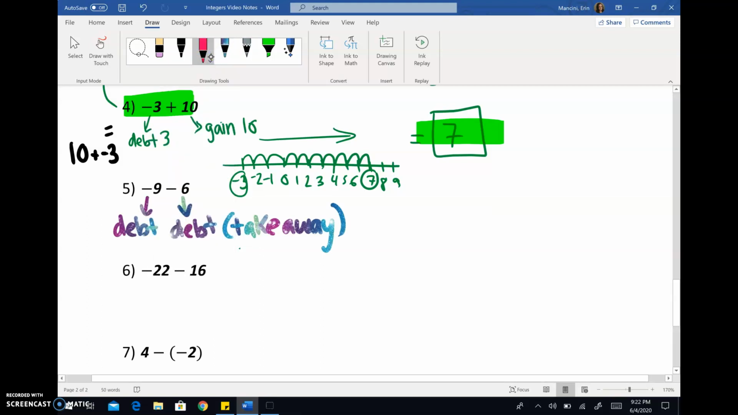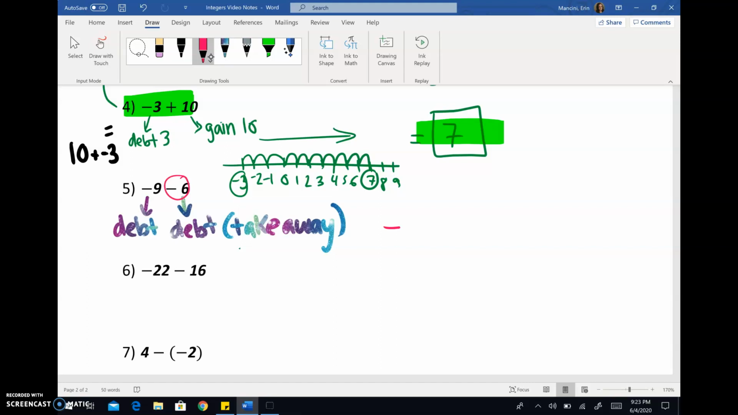Okay, so you're in debt $9, and then you take away 6 more, or you lose 6 more. So are you going to be in debt still, or are you going to be out of debt? In my head, I think, okay, if I'm in debt and then I lose more, I'm still in debt. So my answer should be negative. So you're in debt $9, and then you take away 6 more, you're going to be in debt $6 more.